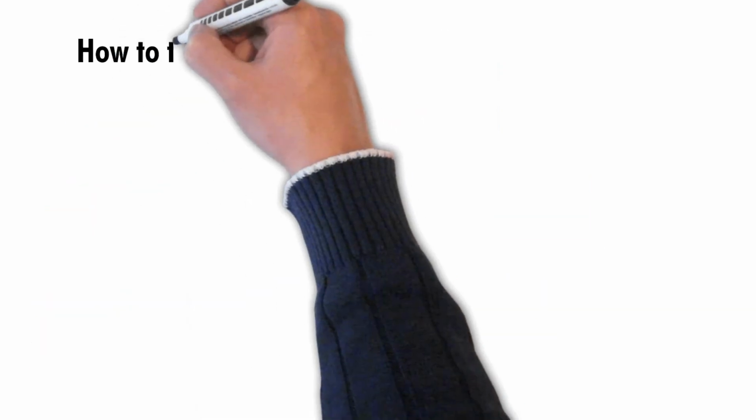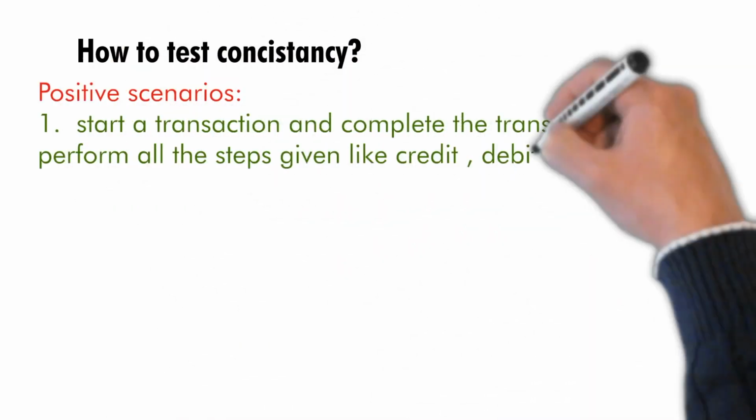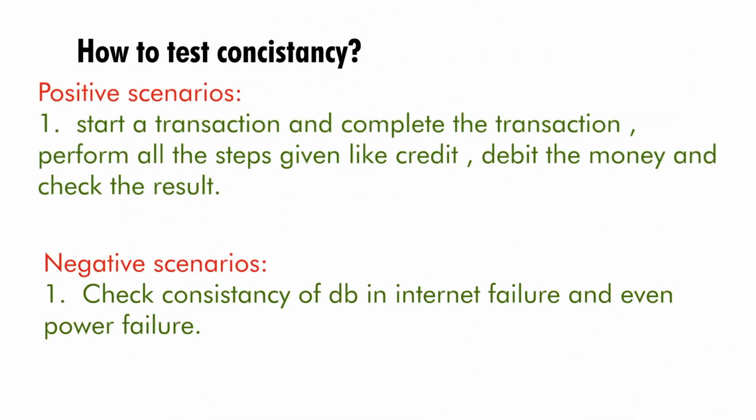How to check data consistency? First, we'll see the positive scenario. Start a transaction, then complete the transaction. Perform all the steps like credit and debit of the money, and check the results. If the money before the transaction and after the transaction remains the same, then there is data consistency. You can check internet failure or power failure in negative scenarios to check the data consistency.